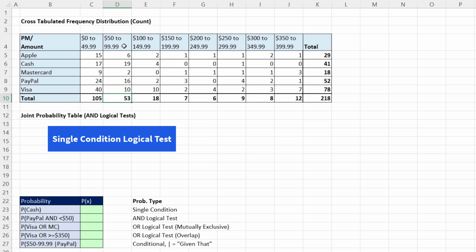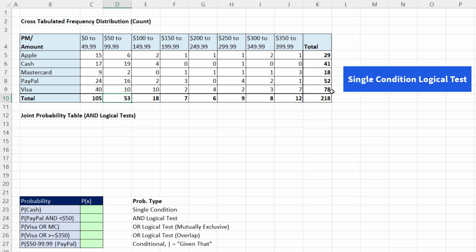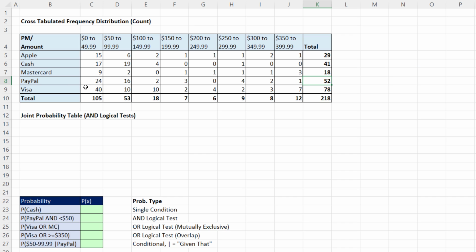In the margin, this is just how many people paid 50 to 99.99. And here, that's how many people paid with PayPal. And in a joint probability table, we take every single number, compare it to the grand overall total, and that gives us our probabilities. Now, we're going to do a couple tricks here.